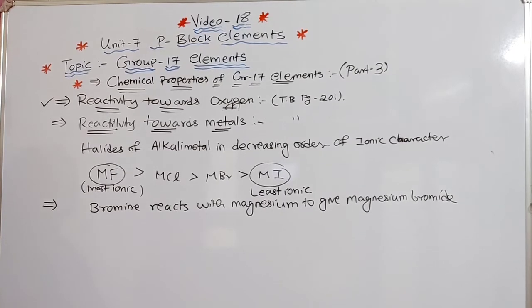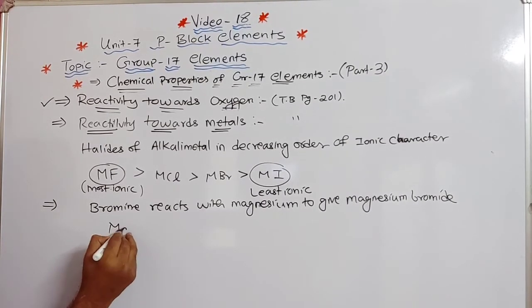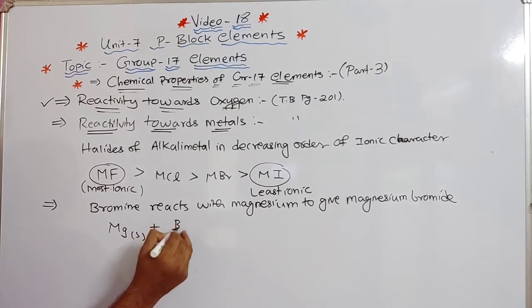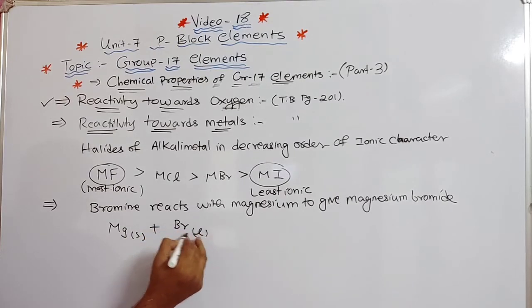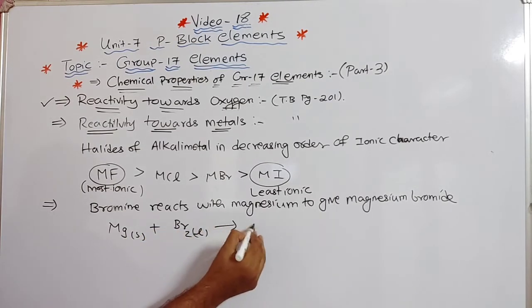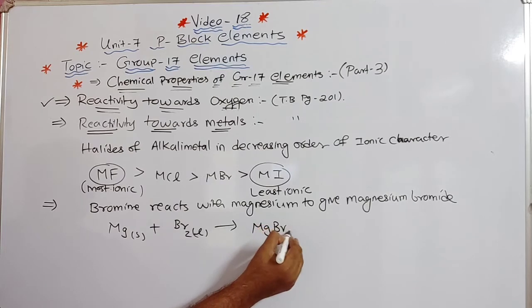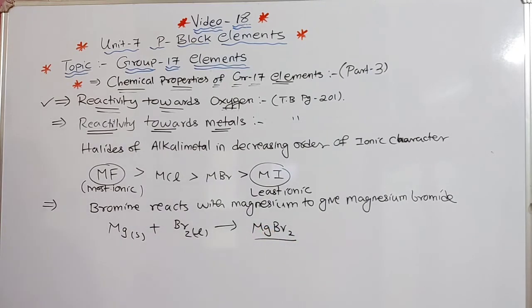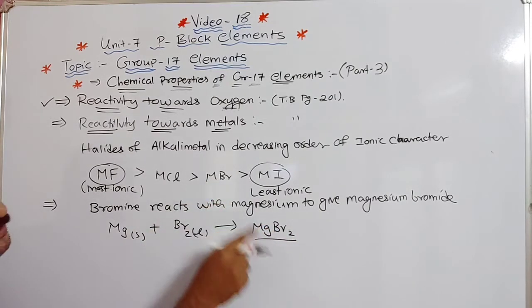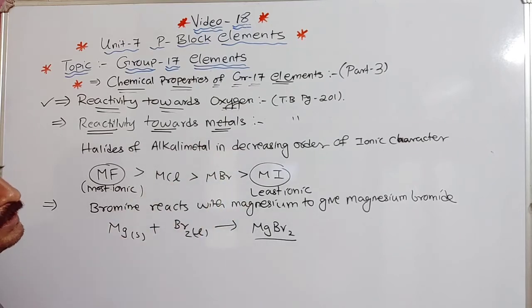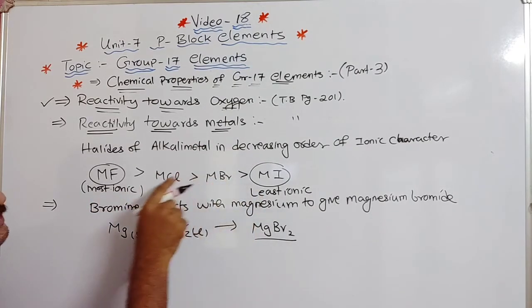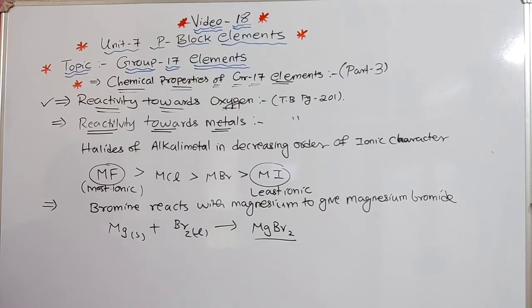The reaction you can see given on page 202, that is Mg, a solid, plus Br2, a liquid, bromine, to give you MgBr2. Understood? So out of this, this one comes at the third place in the ionic character decreasing order. Understood? Most ionic is this, least ionic is this. So this was all about metals what we have seen here.